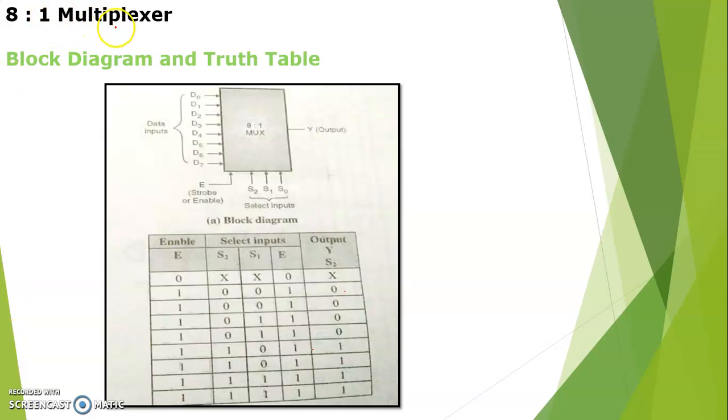Next is your 8:1 multiplexer. This is a block diagram and truth table for 8:1. We have 8 data inputs, 3 select inputs, 1 strobe input and 1 output. This is the truth table. The outputs are 1 for the combinations 1101 and 1111, and for the rest of these the output is 0.